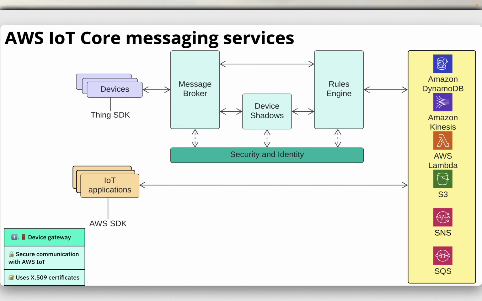So following are the key concepts. First one, device gateway. This enables devices to securely and efficiently communicate with AWS IoT. Device communication is secured by secure protocols that use X.509 certificates.